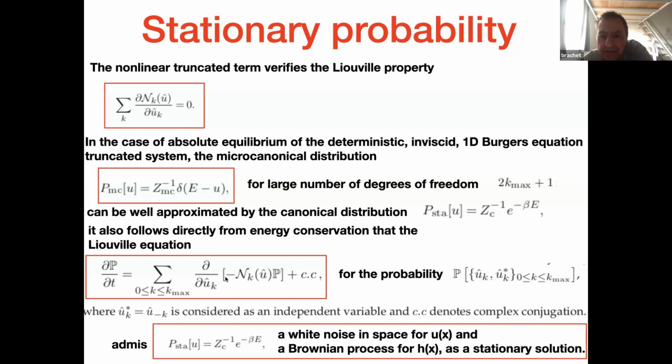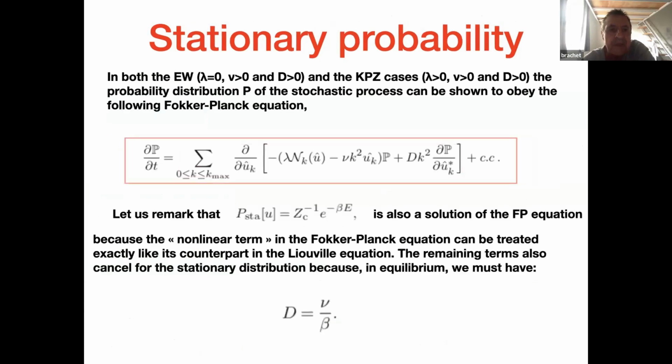By the way, this canonical distribution, because the energy, remember, is quadratic, is just a Gaussian, and you can check that this absolute equilibrium is a white noise in space for u, and therefore for the interface height, which is the spatial integral of u, it's a Brownian process in space. Okay, so the stationary solution is a white noise in space for v.